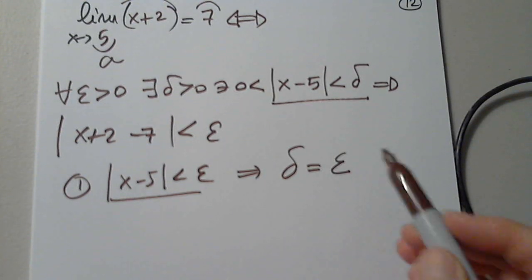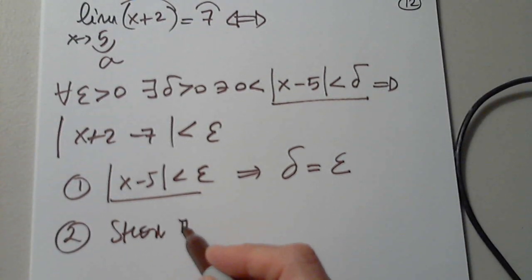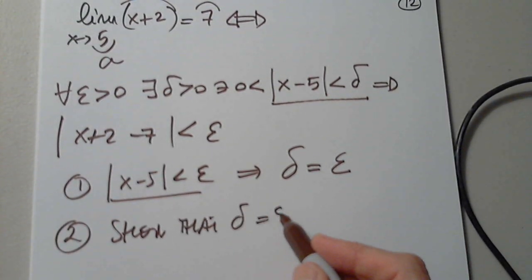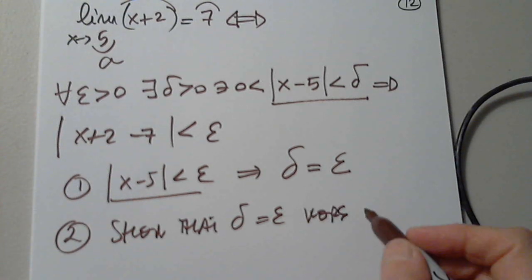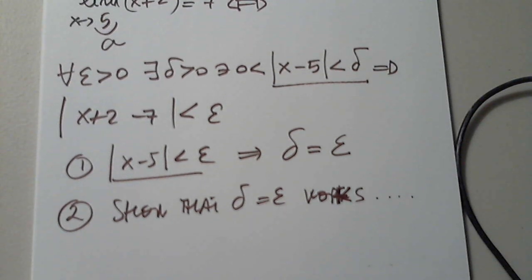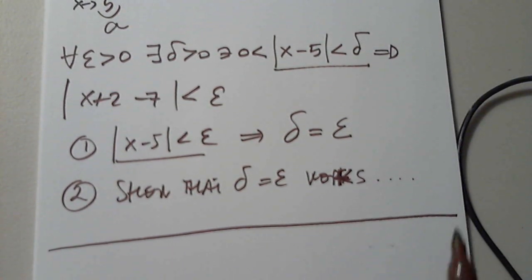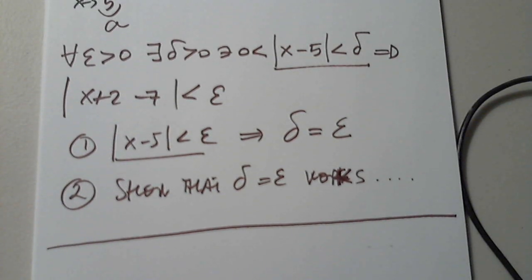Epsilon. That's it. And number 2, show that delta equals epsilon works. It works by reversing the steps from above. Is this better? Is this okay? Anyone? Other questions?